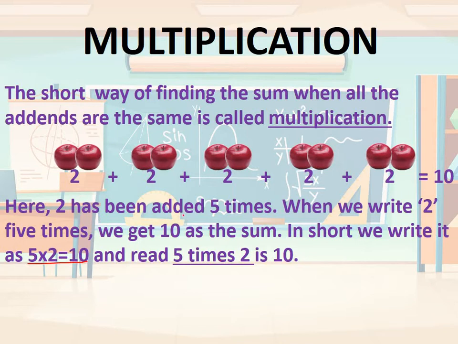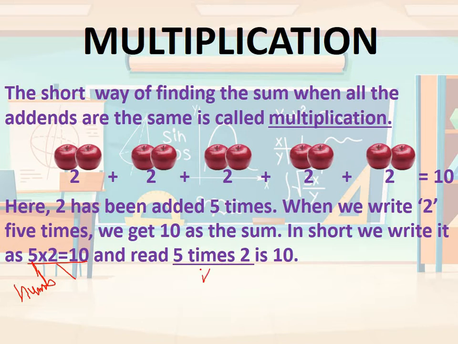The 2 has been added 5 times. Here how many times am I adding 2? 5 times. So here it is written 5 times 2. The number we write at the beginning is the number of times I am adding a particular number, this 5, and this 2 is the number I am adding. I am adding 2 how many times? 5 times. That's why 5 will be in front: 5 multiplied by 2. Now my dear students, I can read this as 5 times 2.